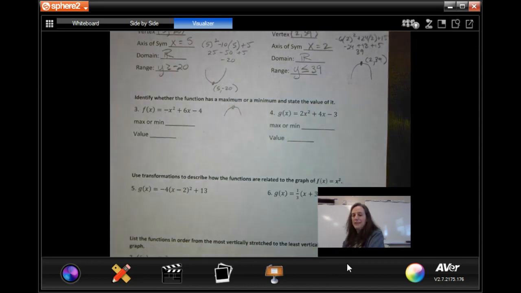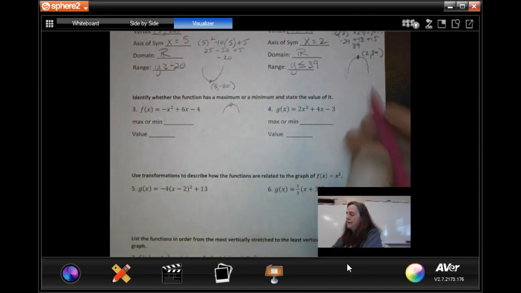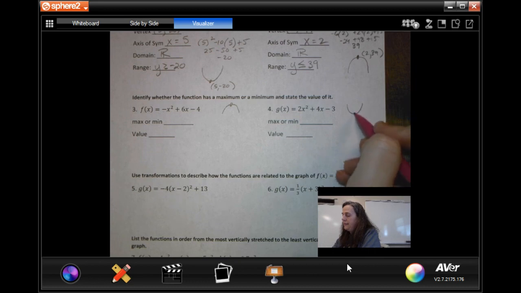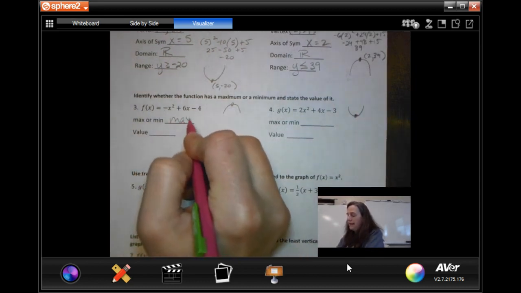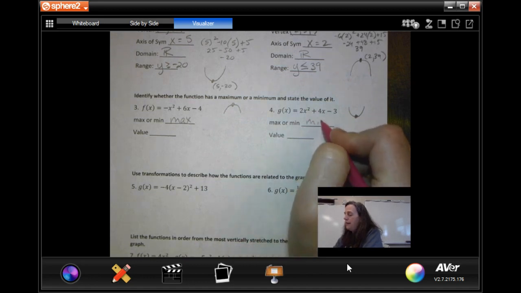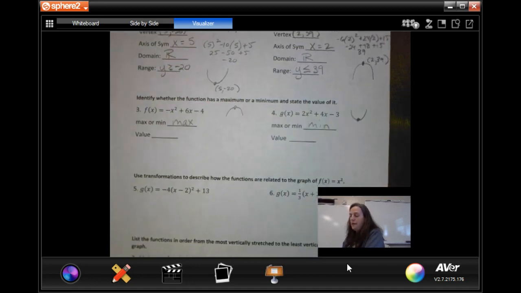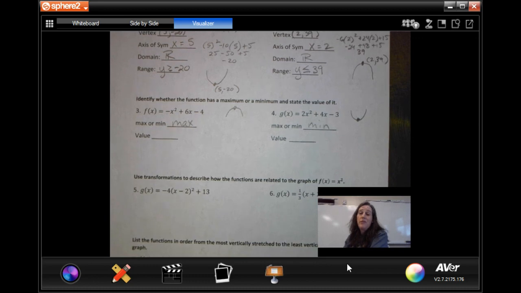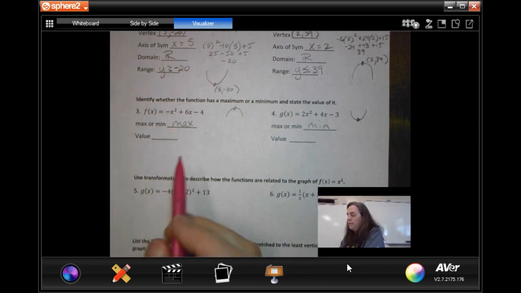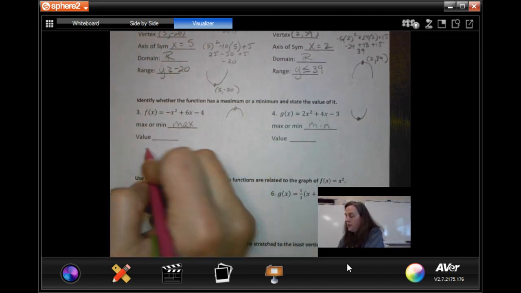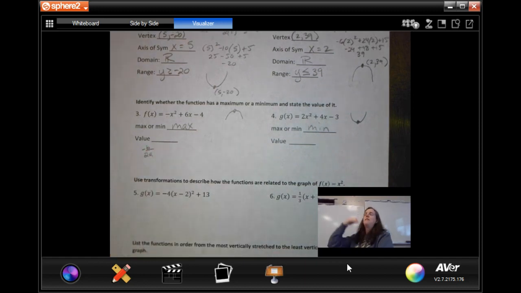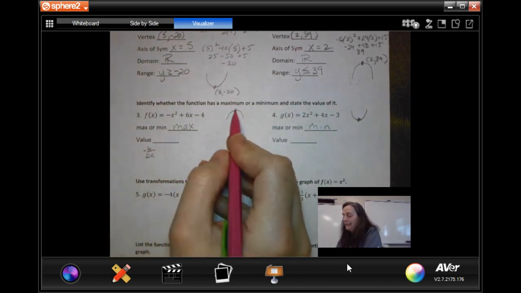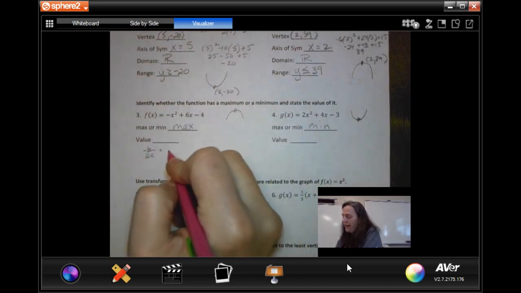That means he has a maximum. And this one's positive, so he's a smiley. That means he would have a minimum. So we've got a max on that kind and a minimum value on that kind. To find the value, you've really got to find the vertex, which means you've got to do the negative b over 2a to find the axis of symmetry, and then plug that in to find that actual value that's the highest or the lowest. So let's do that.